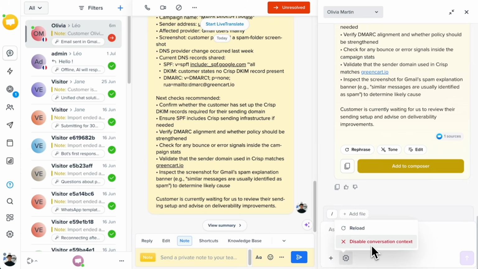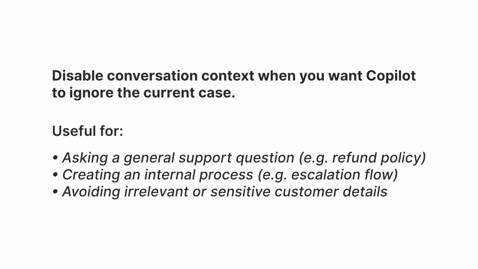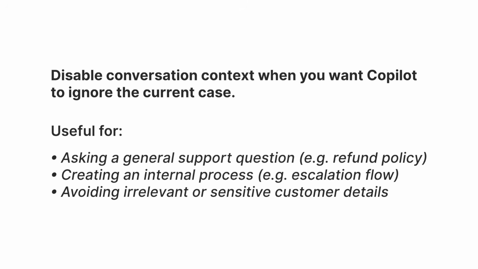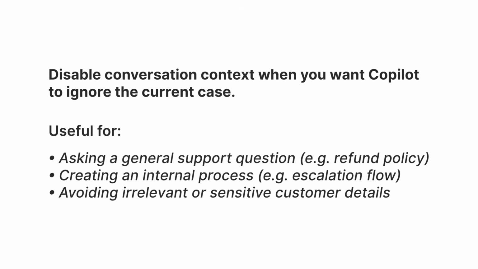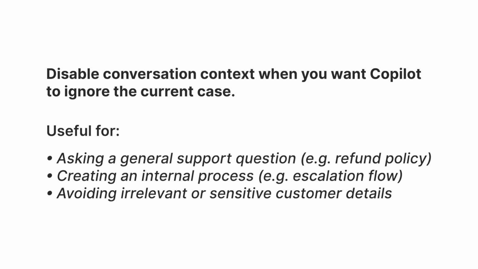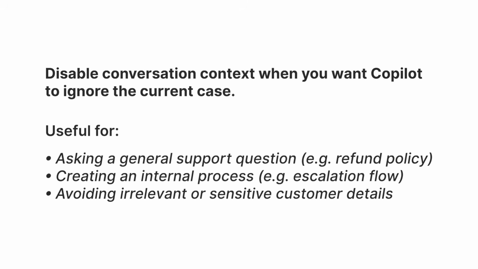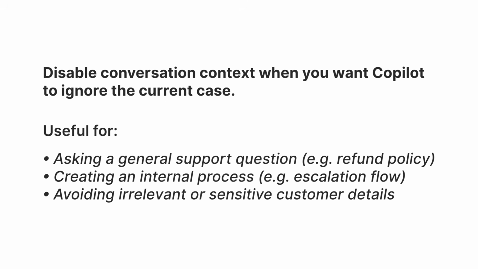You can also disable the conversation context. This is useful when you want to ask a general question that should not be influenced by the current customer case. For example, imagine the conversation is about a billing issue, but you want to ask, "how should our team structure a refund escalation process?" In that case, disable the conversation context first, and this prevents Copilot from mixing the current customer request with your general question.